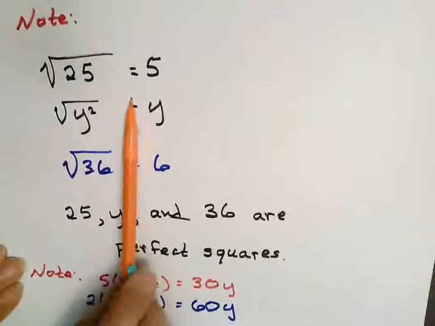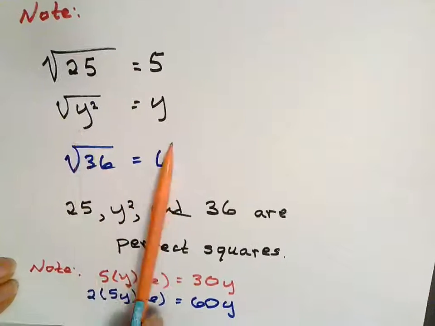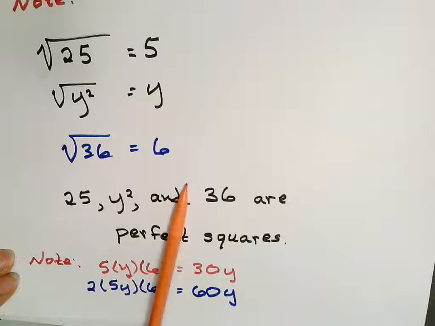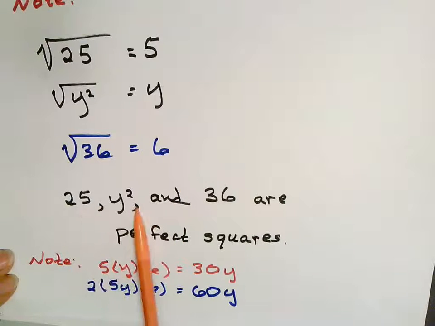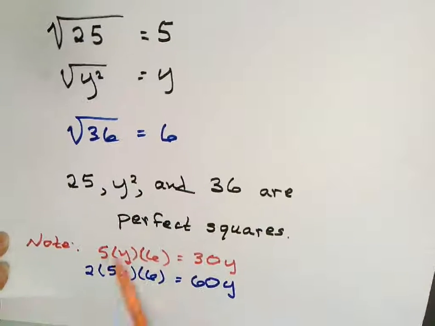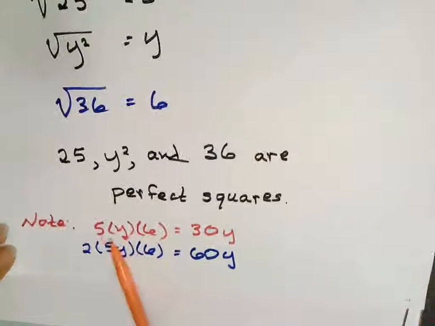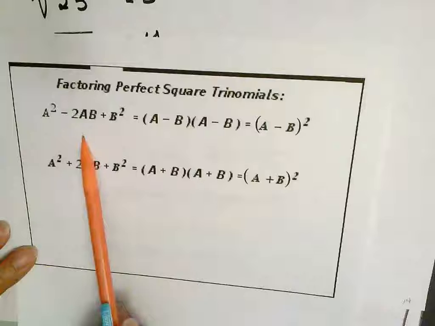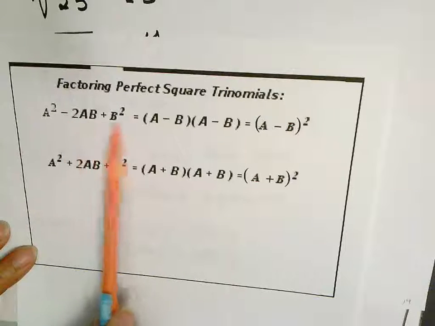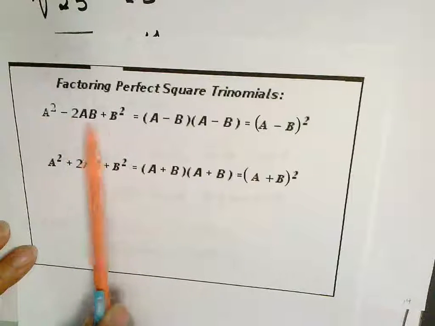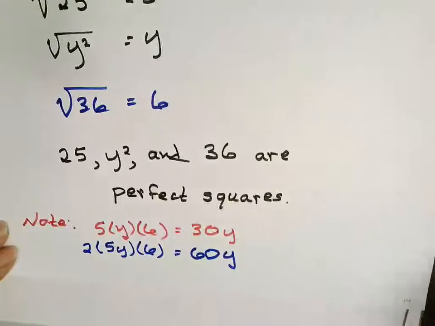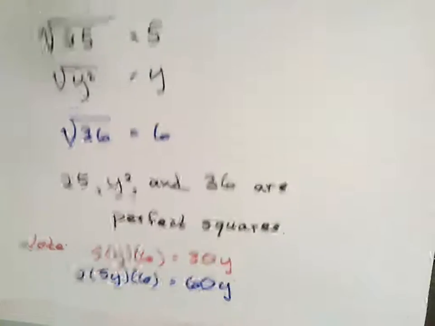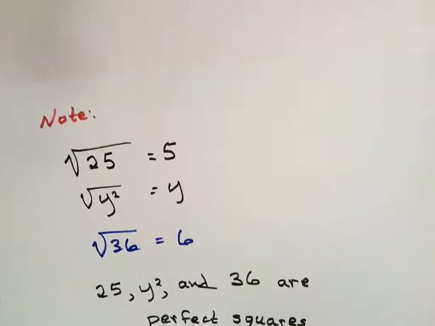The square root of 25 is 5. The square root of y squared is y. The square root of 36 is 6. So 25, y squared, and 36 are perfect squares. Note that when I multiply the 5 times the y times the 6, I get 30y. Then if I say twice that, I get 60y. And notice, it's twice the product of the square roots, like the a and the b, that gives us this middle term here.